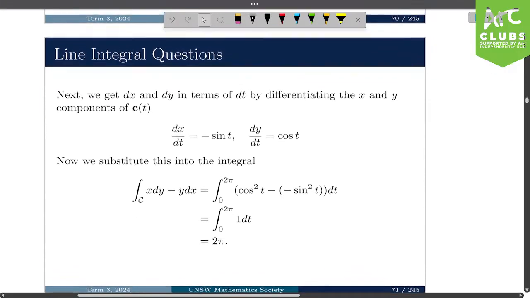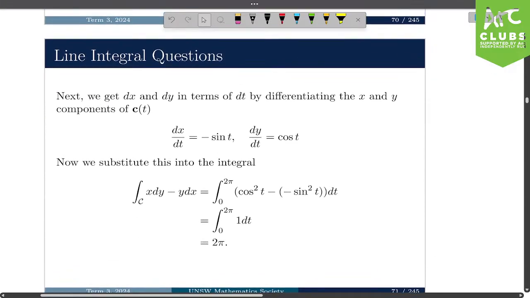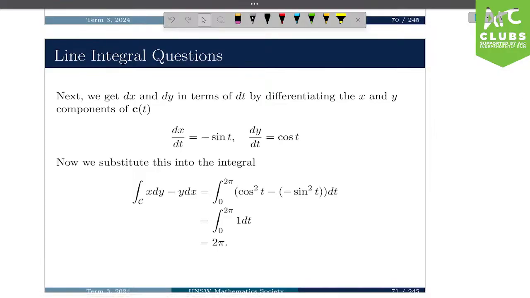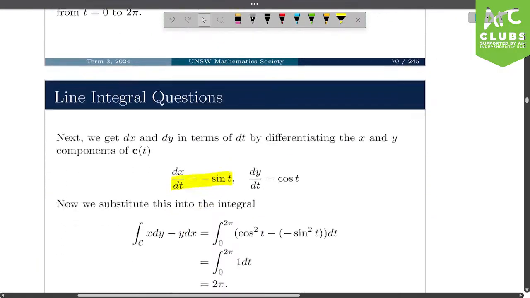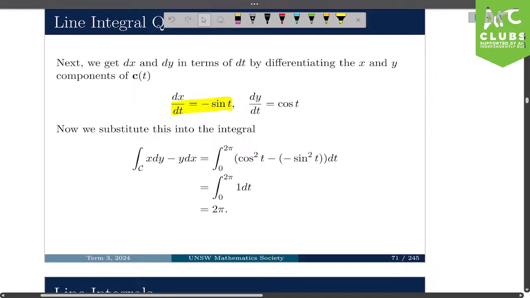So we need to get our dx's and our dy's in terms of dt, right? So we have some consistent differential that we can integrate the whole thing with respect to. So we compute the derivatives of our parametric curve. We're computing the derivatives of c. So dx on dt is the derivative of cos t with respect to t, so we get negative sin t. Same thing with dy dt. So we can then say, well, dx.